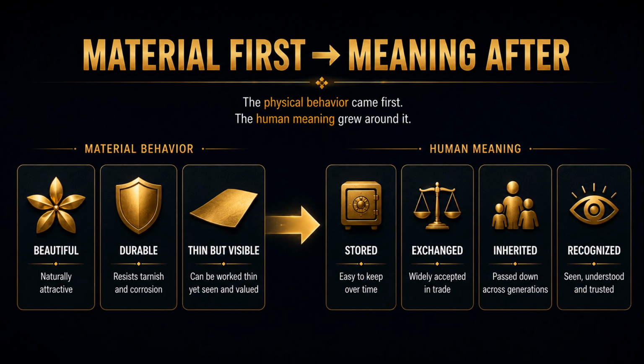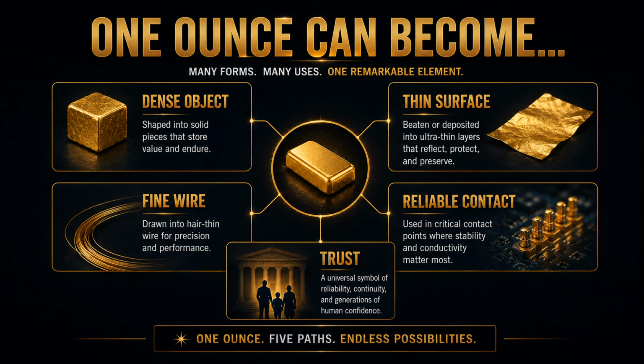The physical behavior came first. The human meaning grew around it. So what can 1 ounce of gold actually do? It can sit in your hand as a small dense object. It can be flattened into a thin, visible surface. It can be stretched into fine wire. It can help create reliable contact in tiny technical places. And it can carry trust because people recognize in gold something that feels stable, lasting, and difficult to replace.